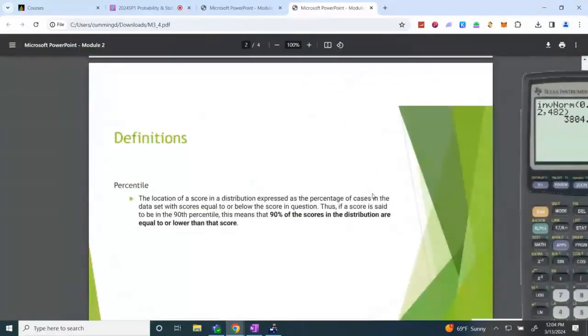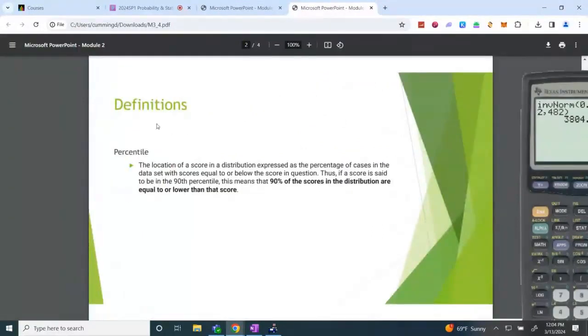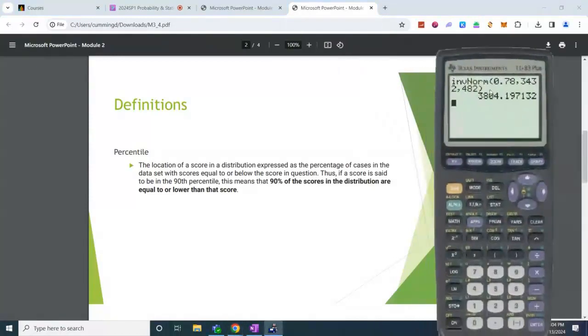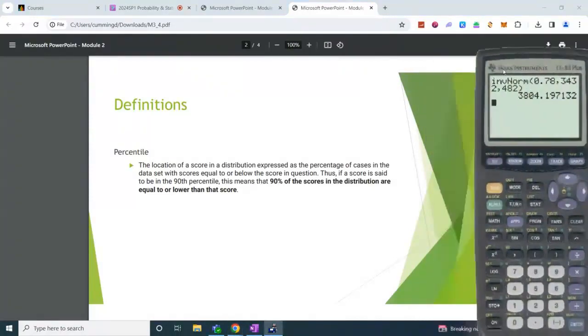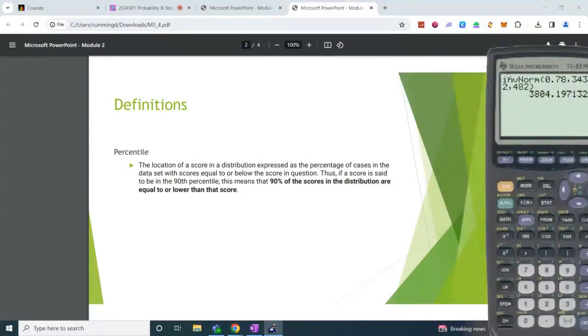Right. So the first slide on part 4 should be talking about percentiles. Yes, I believe that's it. When you talk about a percentile, we're basically talking about this inverse normal. So here's the definition of a percentile: the location of a score in a distribution expressed as a percentage of cases in a data set with scores equal to or below the score in question.